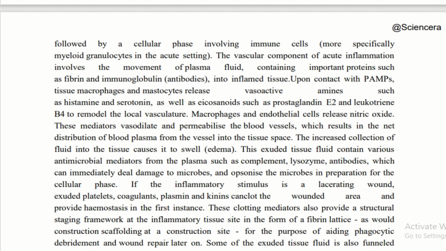The vascular component of acute inflammation involves the movement of plasma fluid containing important proteins such as fibrin and immunoglobulins into the inflamed tissue. Upon contact with PAMPs, tissue macrophages and mastocytes release vasoactive amines such as histamine and serotonin, as well as eicosanoids such as prostaglandin E2 and leukotriene B4 to remodel the local vasculature. Macrophages and endothelial cells release nitric oxide. These mediators vasodilate and permeabilize the blood vessel, which results in the net distribution of blood plasma from vessels into the tissue space. The increased collection of fluid in the tissue causes it to swell, which is known as edema.